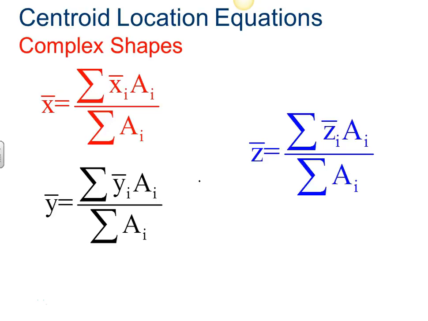Sometimes, though, shapes aren't necessarily quite so obvious as something like a rectangle or a square or a triangle. Sometimes we have much more complex shapes. So to find the centroid on these complex shapes, the calculation is somewhat more involved. So here we've got 3 equations. We'll be using these 3 equations, or actually only 2 of them more than likely, to find the centroid location.